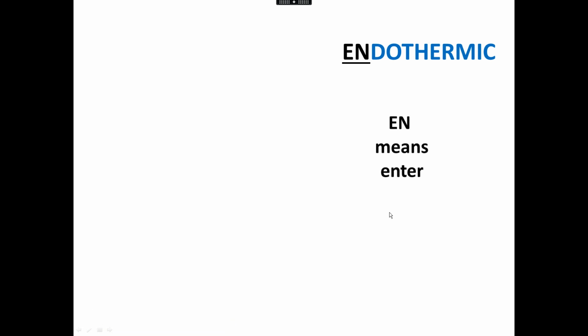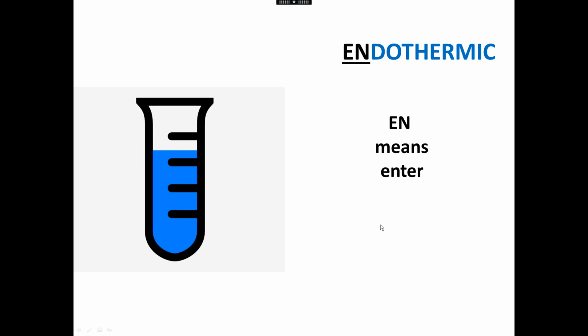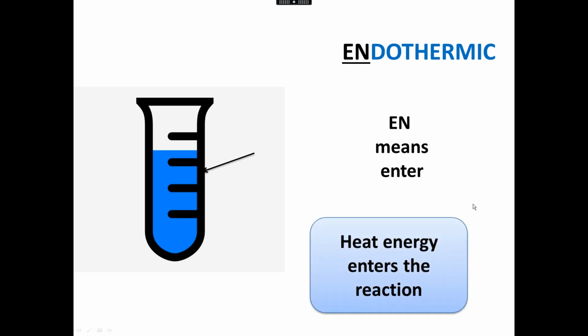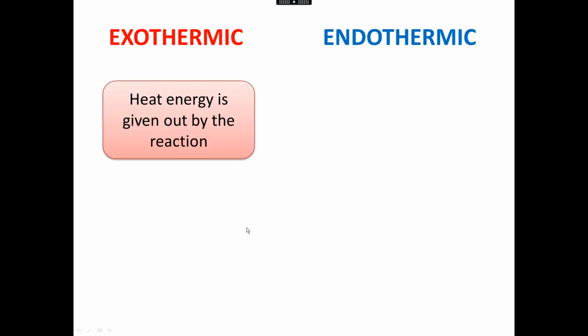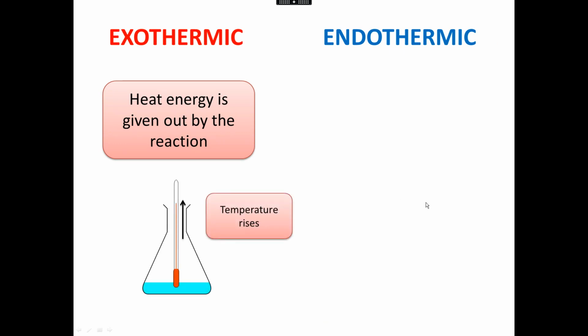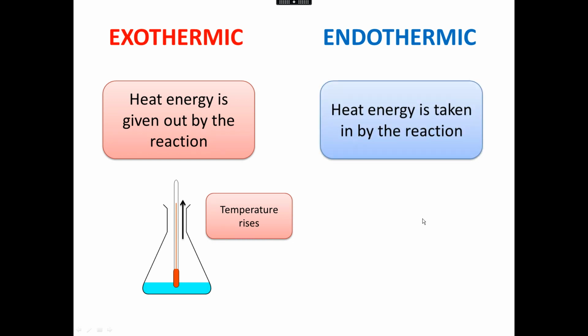Endothermic. "En" refers to enter. Heat energy enters the reaction. So in an endothermic reaction, the heat energy needs to go into the chemicals to make the reaction happen. Heat energy enters the reaction: endothermic. So we have these two keywords. Exothermic means heat energy is given out by the reaction. Endothermic means heat energy is taken in by the reaction.